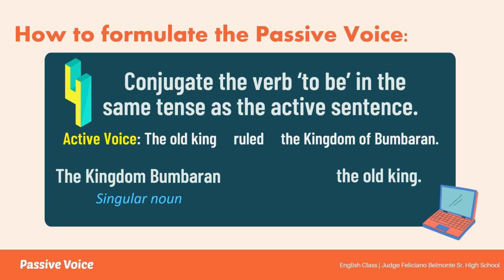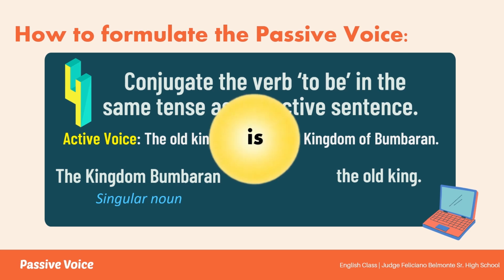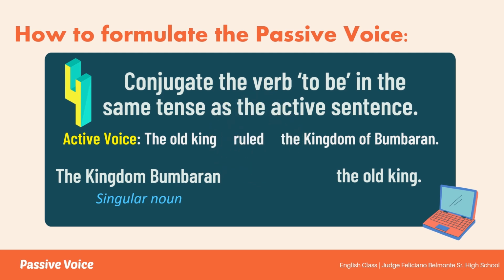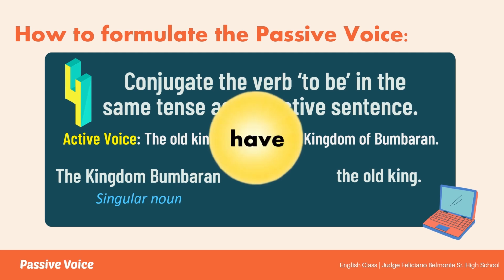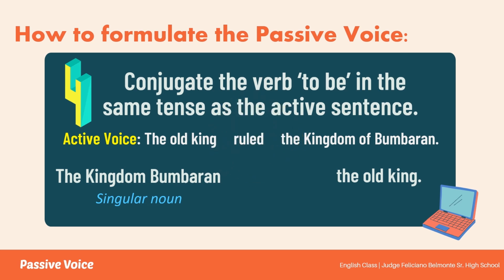These are some examples of be verb. We have is, are, was, were, has, have, had. Now going back to our sentence, the subject is a singular noun. So we also take the singular verb was.